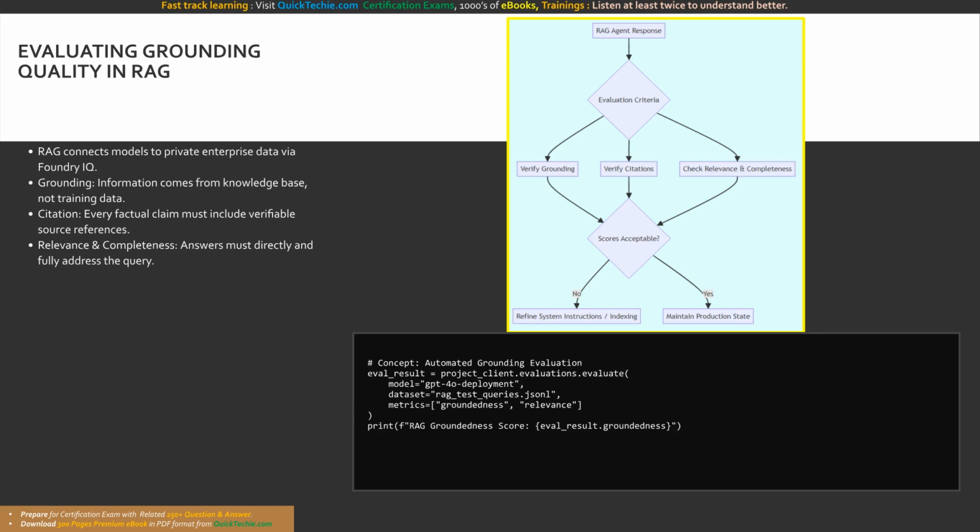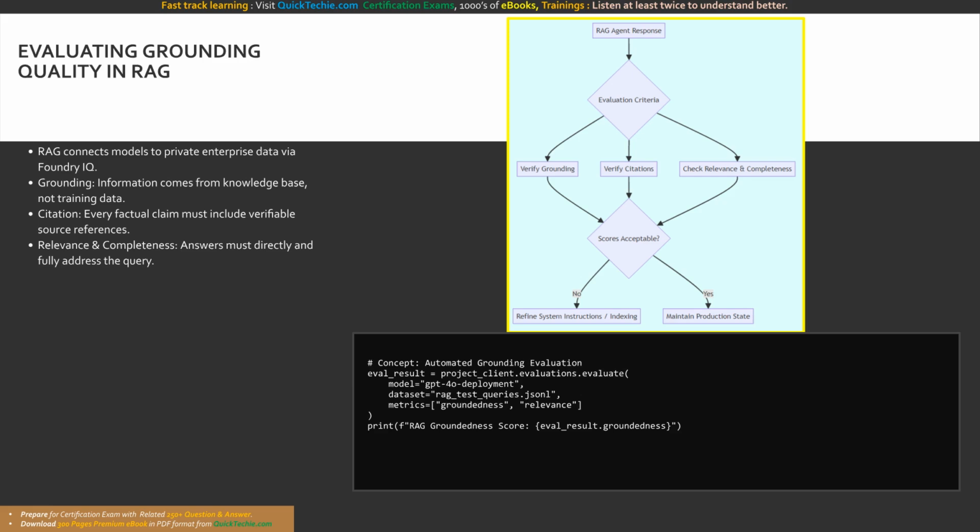Citation mandates that every single factual claim includes explicit, verifiable source references, which rapidly builds end-user trust. Relevance objectively measures whether the retrieved content actually answers the user's specific question, while completeness ensures all necessary information is thoroughly provided rather than just delivering isolated, unhelpful fragments. You must continuously and aggressively monitor these 4 foundational pillars in your production environment.